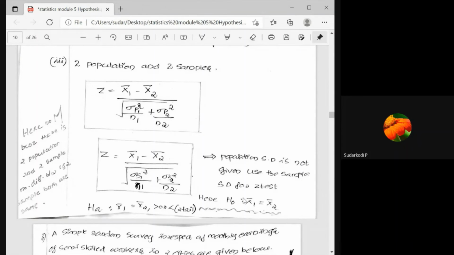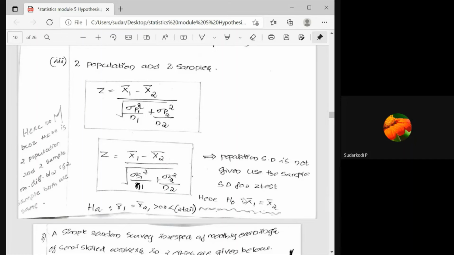And the third formula, when you have two populations and you have taken two samples. Suppose you have collected data from a city A and you have collected data from a city B. So city A represents one population, city B represents another population. So you have two populations, and from A also you have collected samples, and from B also you have collected samples.